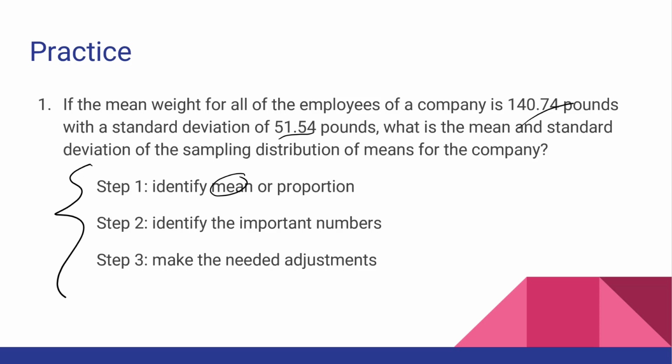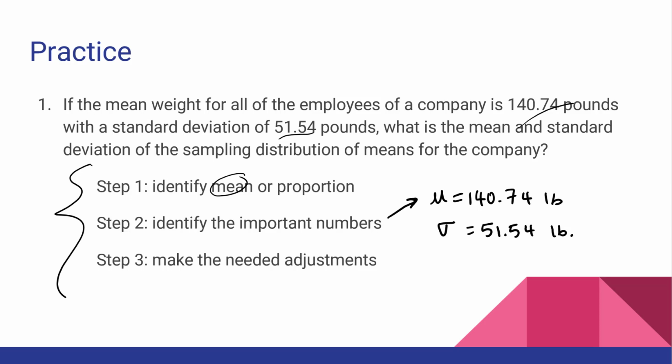So now that we know that this question is about means, we know which formulas to use. So step 2, identify the important numbers. So the numbers we need here are a population mean and a population standard deviation. So we can write those down now. Our population mean is the mean weight of the company. So mu is equal to 140.74 pounds. And then our sigma, so our population standard deviation, not our sampling distribution standard deviation, is equal to 51.54 pounds.